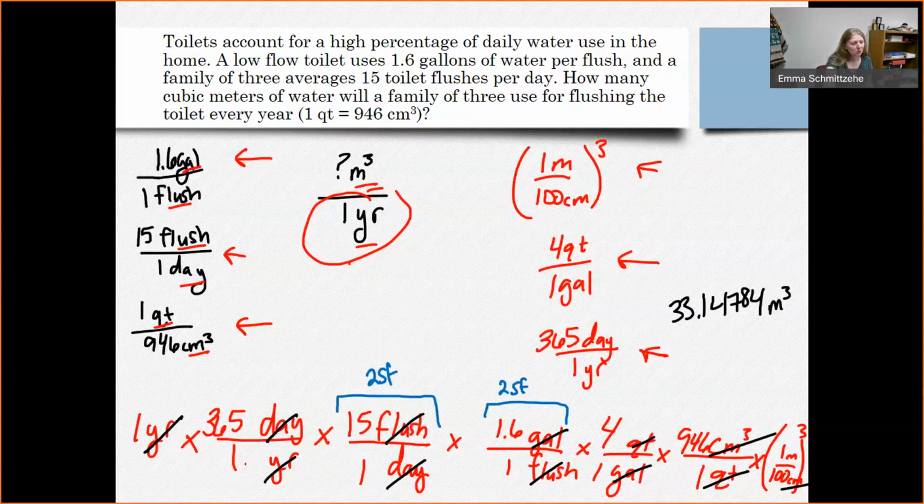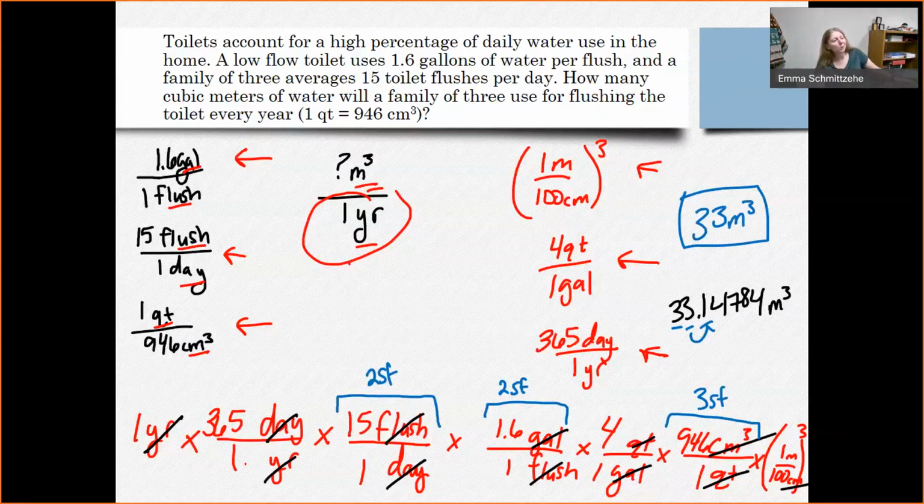946 cubic centimeters in a quart, that is a metric system to an English conversion, so that is not exact. That's 2 sig figs. The meter in 100 centimeters, that is exact. That's a definition. And so 2 sig figs is our limiting factor. So we have 3, and then the 3, we look to the right, that 1, we don't do anything. So it's 33 meters cubed would be our answer, how many meters cubed per year based on that information.